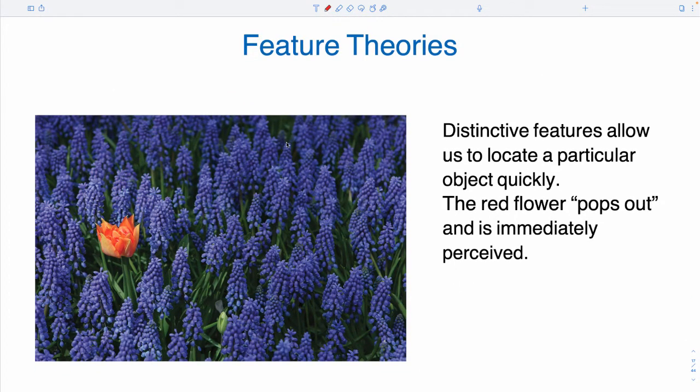Distinctive features allow us to locate a particular object very quickly. This red flower here, yeah. So it comes out immediately, jumps out at us. Technically, we can say that it pops out. So pop out is actually a technical term. And so the red flower pops out at us and is immediately perceived without any effort. And that's because it has a very distinctive feature compared to the other items in the image. It's the only one that has that different color.